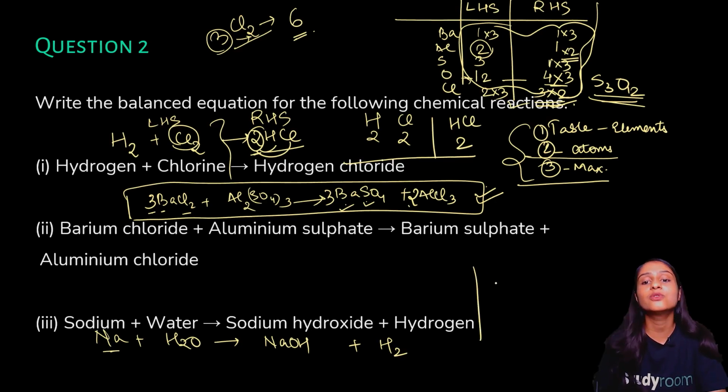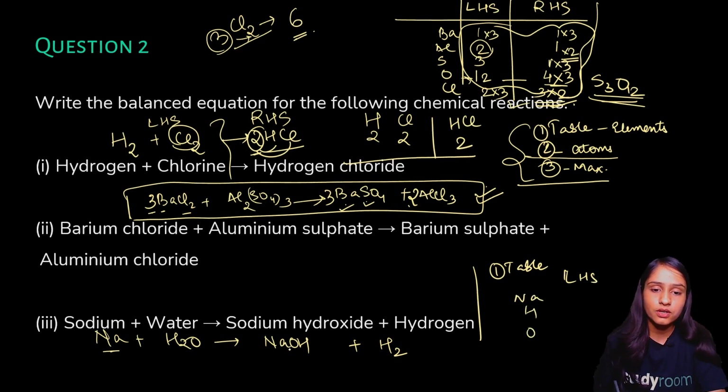Is this balanced? How do you check it? First step, make a table. Left hand side, right hand side. NaOH. Number of Na: 1 and 1.